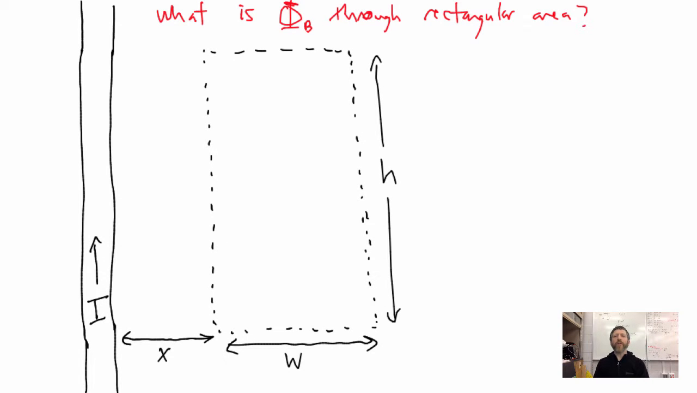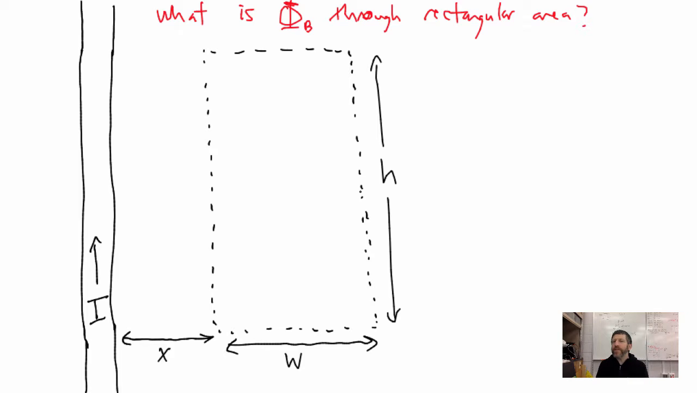Now, one thing that you have to be able to do is to determine the magnetic flux through a rectangular area that is near a current carrying wire. And you may say, oh, that'll be easy. I'll just find the magnetic field, mu naught I over 2 pi r, and multiply it by the area of this rectangle, which is the width, w, times its height, h.